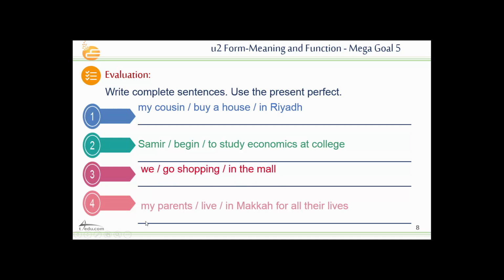Full stop. My parents live in Mecca for all their lives. So we can say what? My parents, with a capital letter. So after that, has or have? Absolutely have. My parents have. What's verb 3 of live? Lived. So my parents have lived in Mecca for all their lives. So here is something that happened in the past, now and may continue in the future.